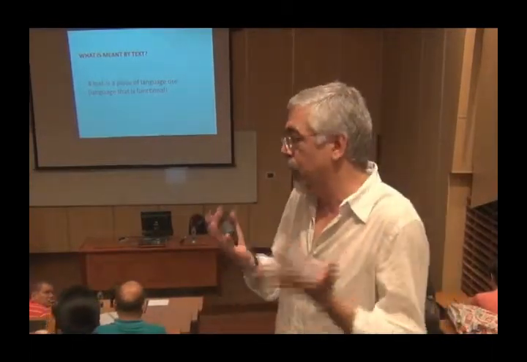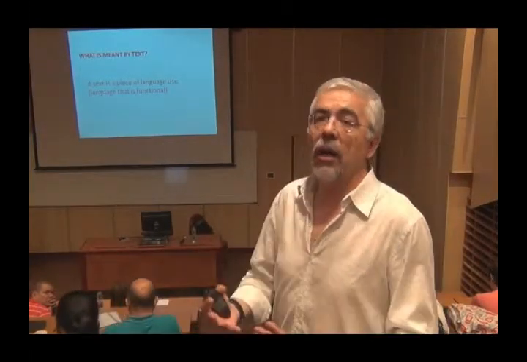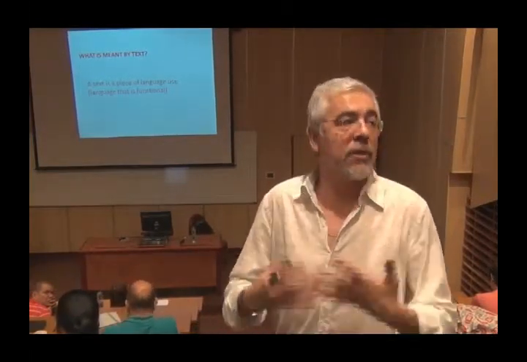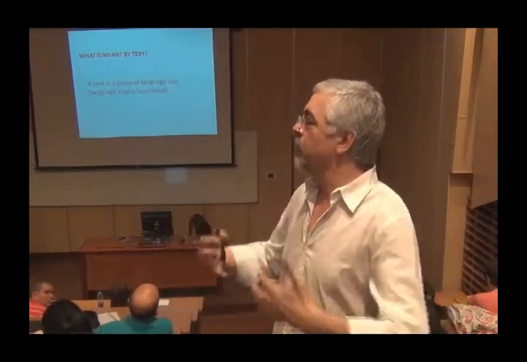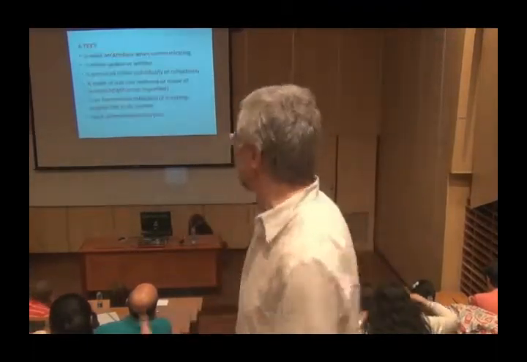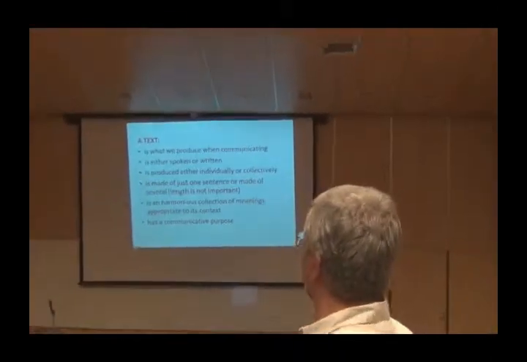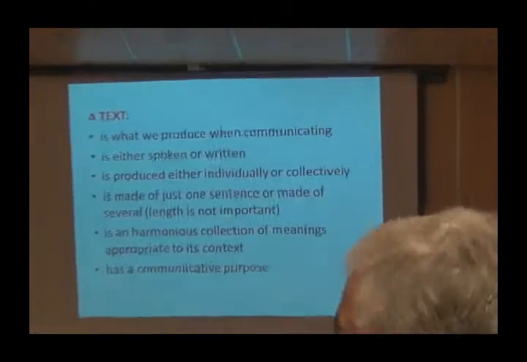What is going on here, at the end, if you record it and you transcribe it, you have a text. So texts are products, what comes out of situations of interaction between people, okay? So a text is language that is functional, and in that sense, a text has several characteristics. A text is what we produce when communicating.